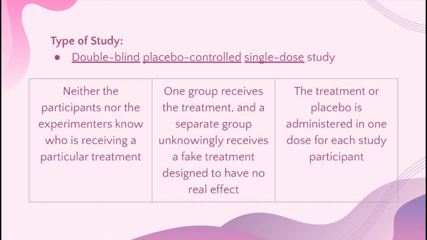Placebo-controlled means that one group receives the treatment and a separate group unknowingly receives a fake treatment that's designed to have no real effect. This fake treatment is often designed to look identical to the real one so that the two can't be distinguished. A single-dose study means that the treatment or placebo is administered in one dose for each study participant instead of multiple doses.